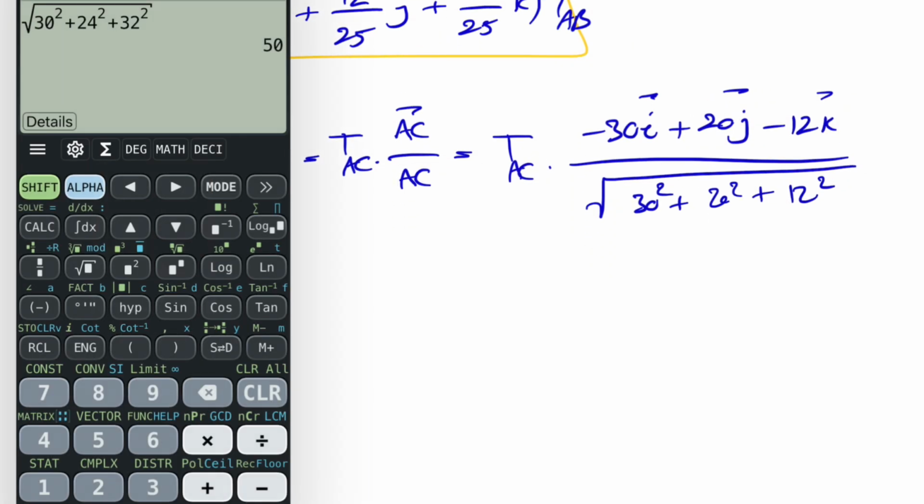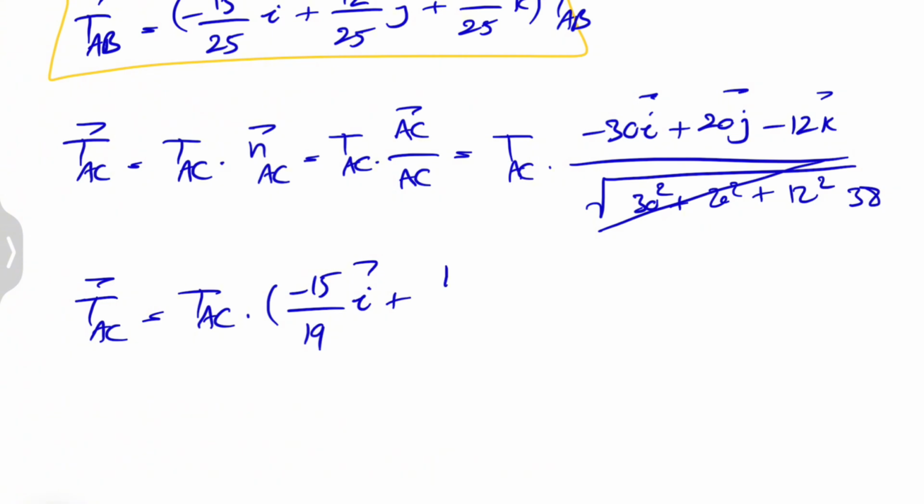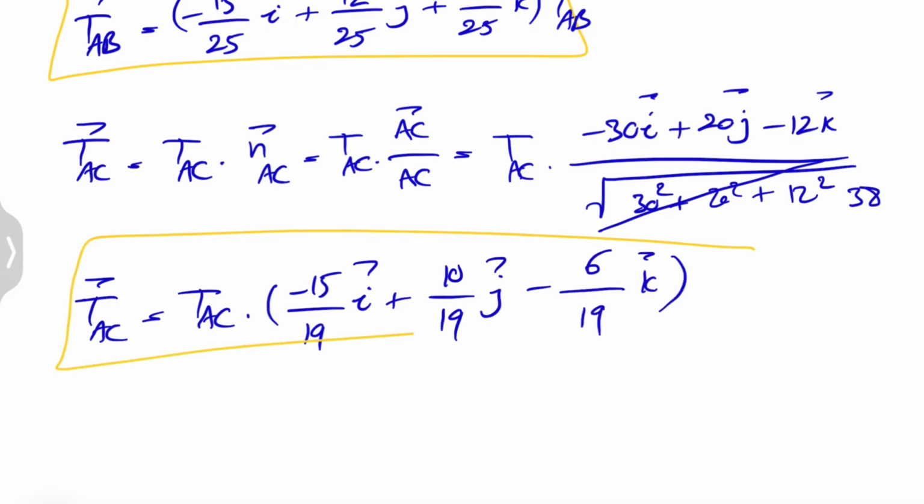So let's see what we get for the denominator again. So square root of 30 squared plus 20 squared plus 12 squared. That's going to be 38. So we have 38 in our denominator. So TAC would be TAC times, so minus 30 divided by 38, or we can divide them by 2. So 30 divided by 2 is minus 15, 38 divided by 2, 19i plus same thing, 10, 19j minus same thing, 6, 19k. And that's going to be the last force in vector form.